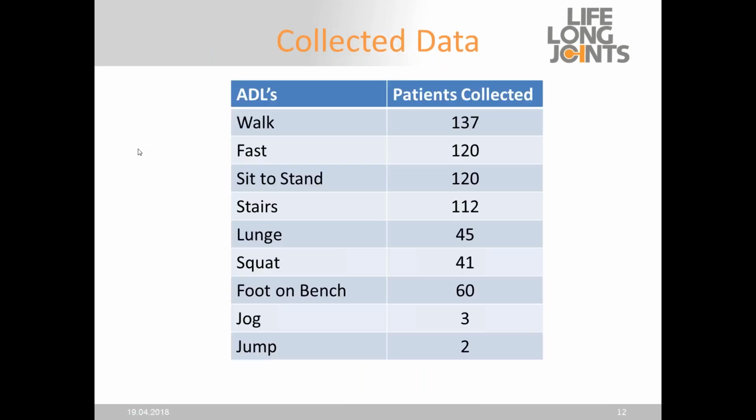This is just a bit of an overview of the number of patients we got to perform the certain activities of daily living. And we can see from the numbers that we did have much more interest in those routinely performed activities such as walking, fast walking, sit to stand and stair ascent and descent. And for the other adverse loading activities, we just asked the patients who were capable of them, so these were much fewer in numbers. For this talk in particular, I'm just going to focus on the walking and the fast walking conditions.